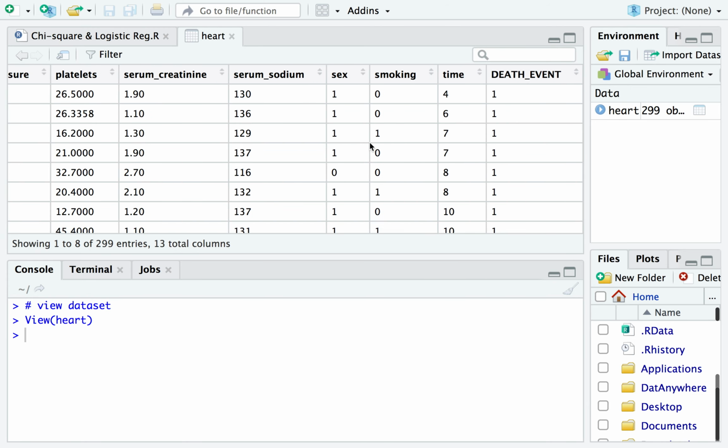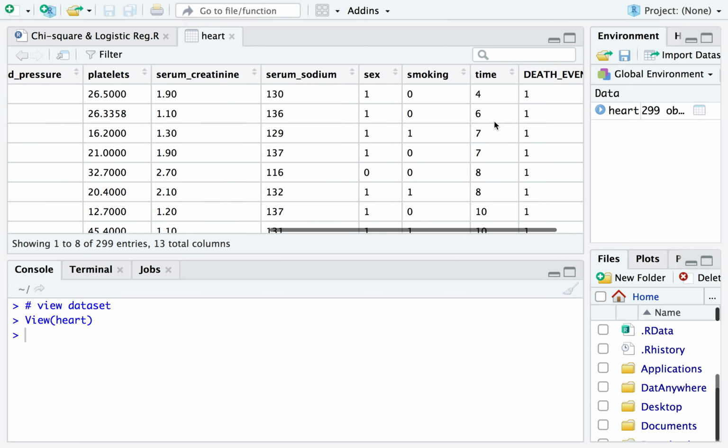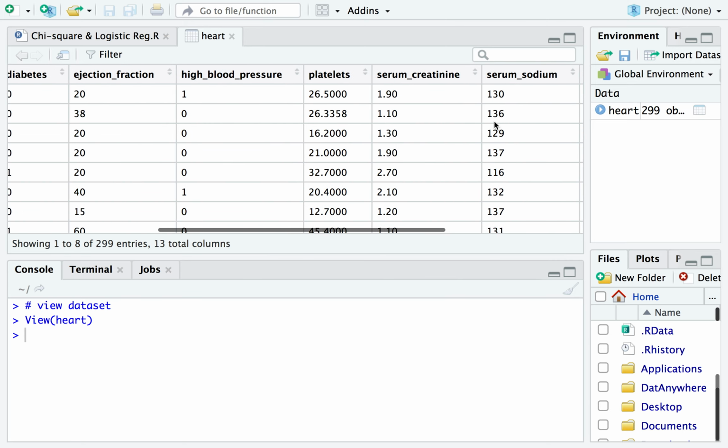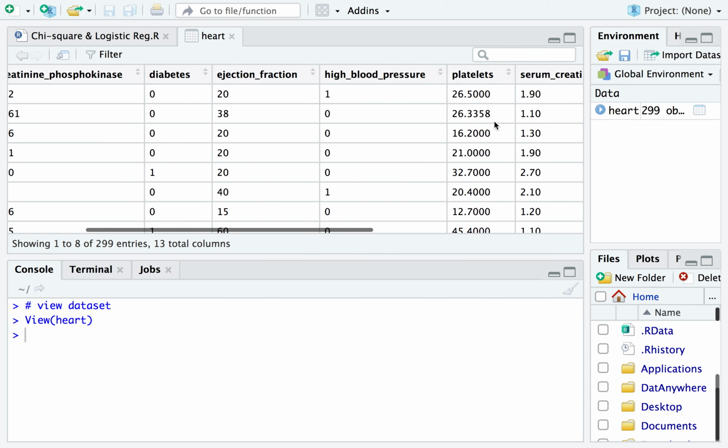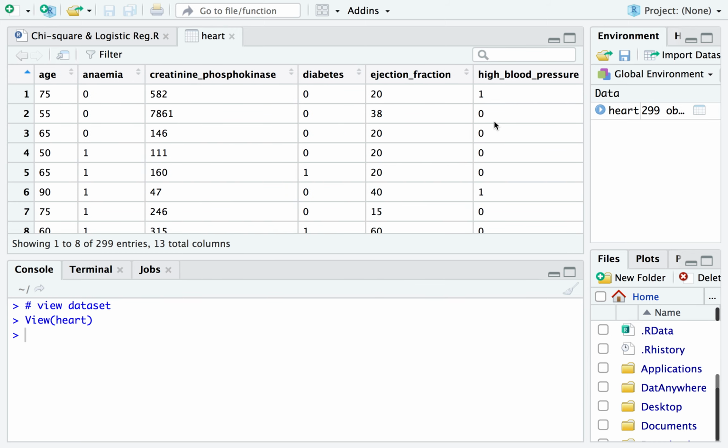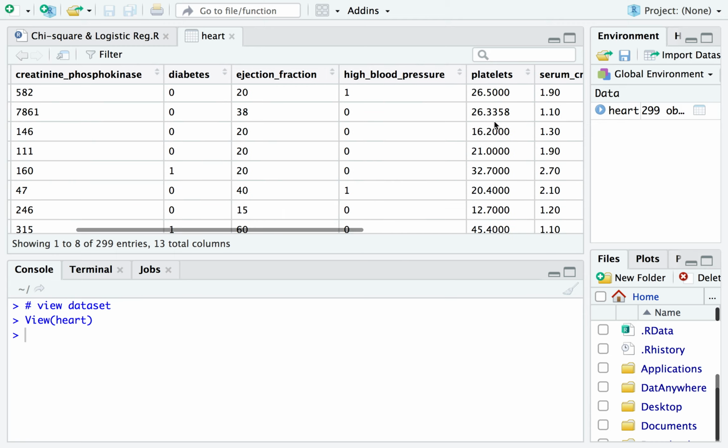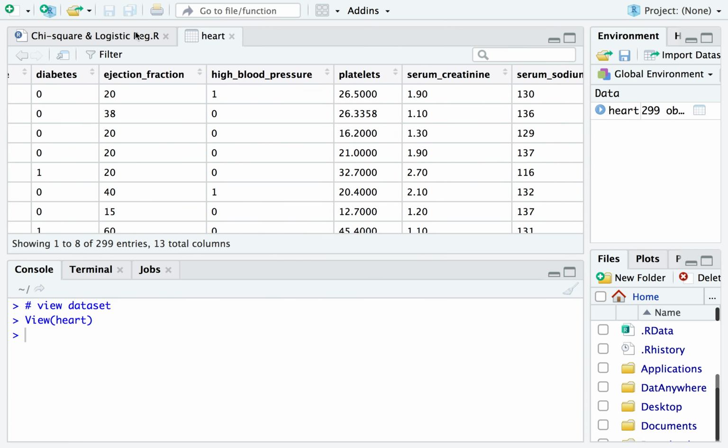So the criterion variable we'll be predicting is the binary event of death, whether the patient has passed away or not. All the other variables we can use are predictor variables, which contain demographic information like age and gender, as well as some measurements that were taken about the patient.